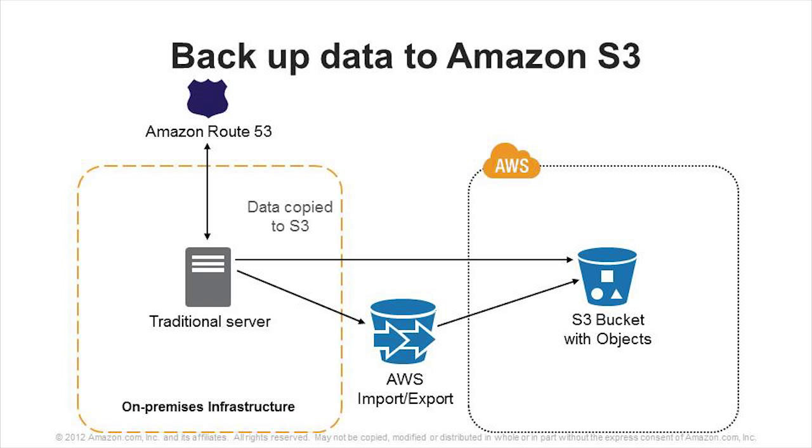An important part of this architecture, and something we'll get into more detail later, is the fact that Amazon Route 53 is doing the DNS hosting for that server. And we'll see how that actually comes into play in just a little bit.